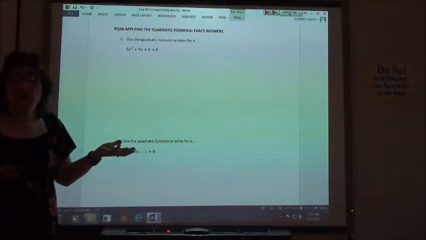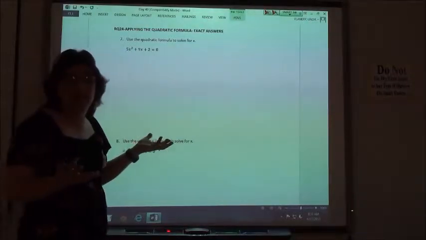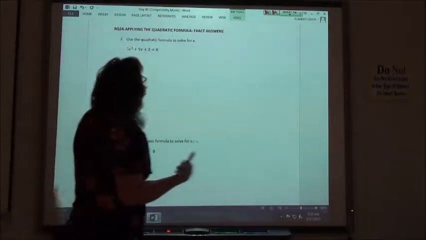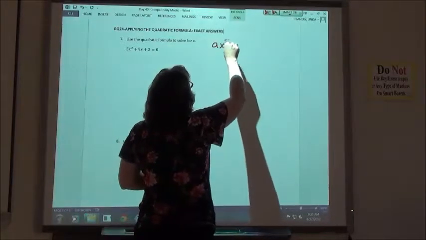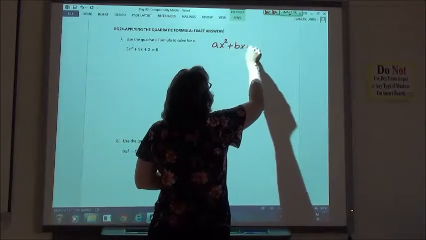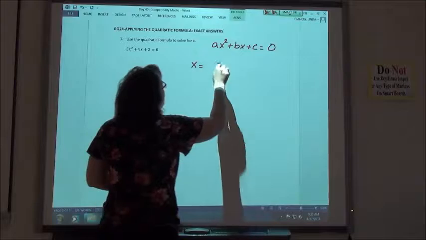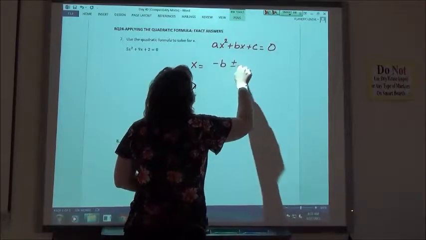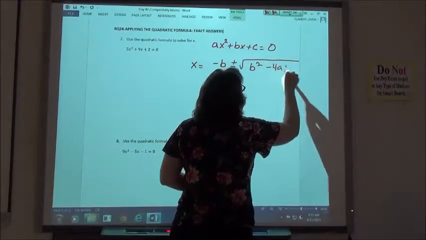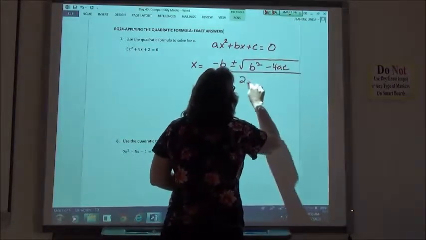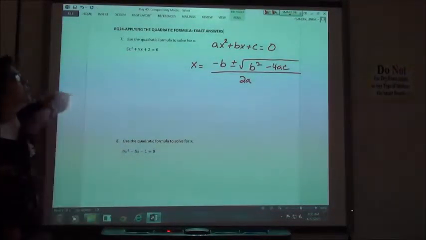By the way, you can use the quadratic formula to solve the ones that do factor also. Usually factoring is easier to do, and that's why we do factoring first. The quadratic formula says if we have an equation in standard form, ax squared plus bx plus c equals 0, then x is going to be equal to negative b plus or minus the square root of b squared minus 4ac all over 2a.